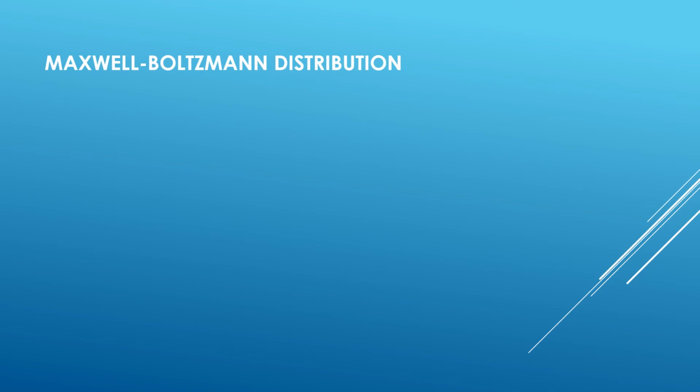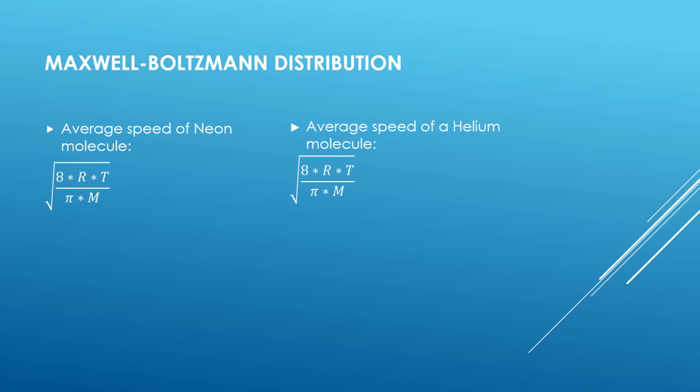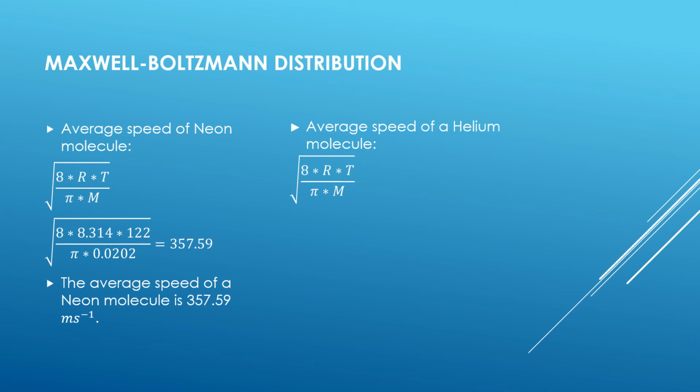The last part of the question asked us to sketch a Maxwell-Boltzmann distribution curve. To do this, we need the root mean square that we calculated in the last two slides, and the average speed of the molecules of the two gases, which we'll work out here. The equation for the average speed involves the square root of 8 times the gas constant times the temperature over pi times the molar mass. So first, let's plug in the values for neon. So the square root of 8 times 8.314 times 122 over pi times 0.0202. This is equal to 357.59, so the average speed of a molecule of neon is 357.59 meters per second.